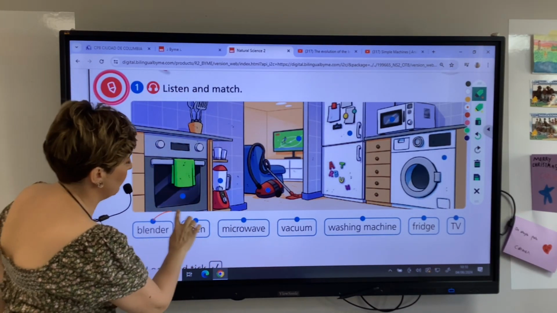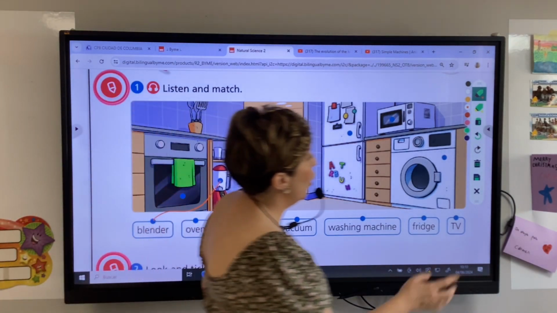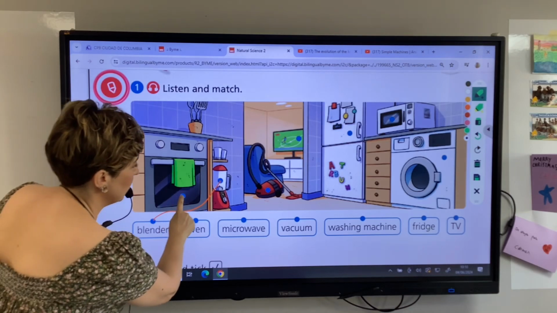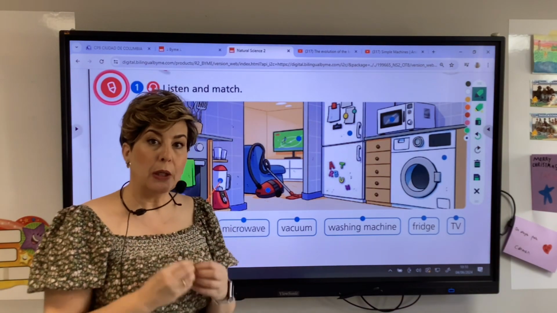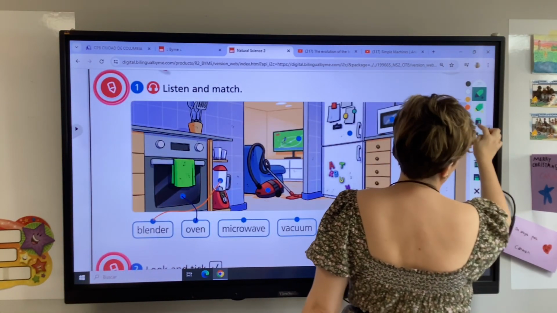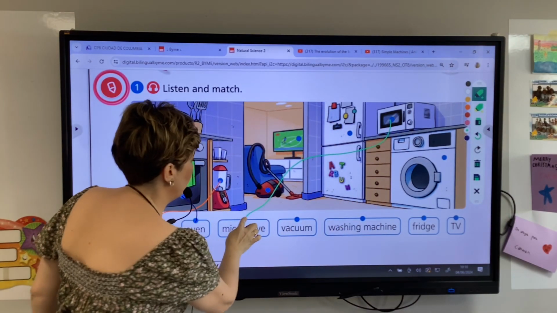A blender is like a mixer, an electric mixer. An oven is used to heat food, and it's here, an oven. A microwave is to heat food very, very fast. It's used to heat, and also for cooking. There are many recipes for the microwave.